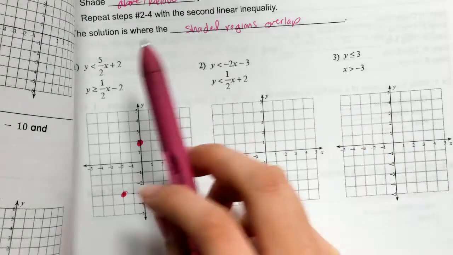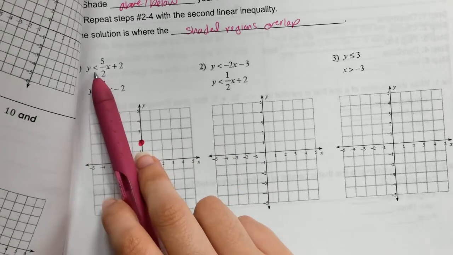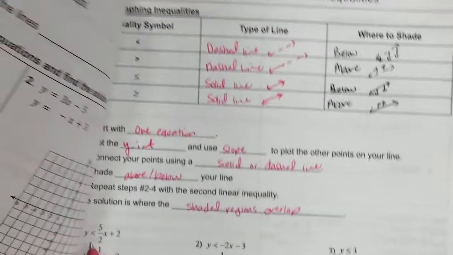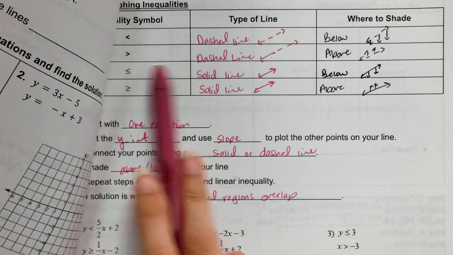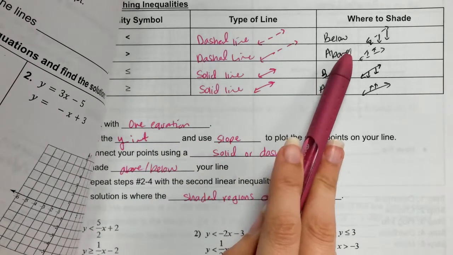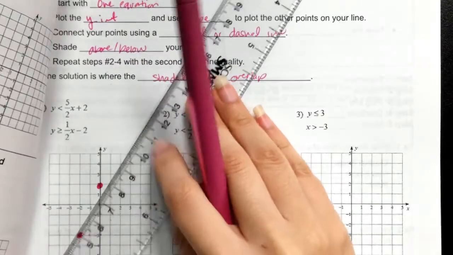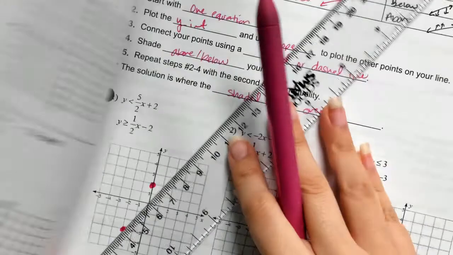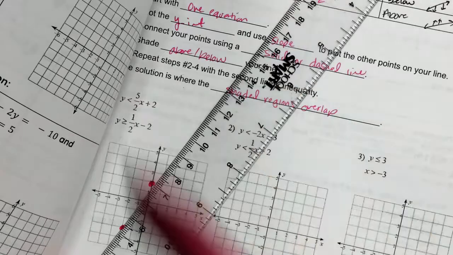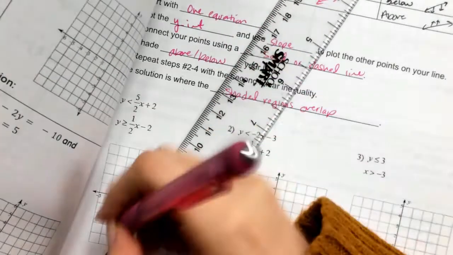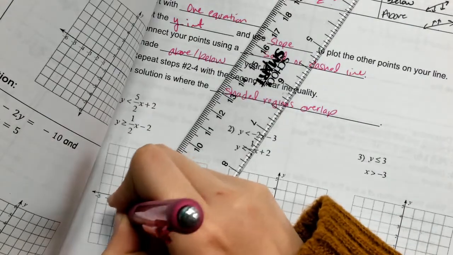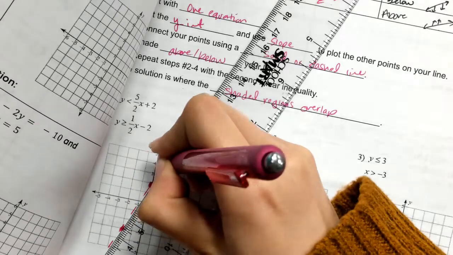Now before you connect these points, you want to look at your line. Notice this one is strictly less than. So if I look at strictly less than, here it is. It's a dashed line, and I'm going to shade below. So I will take any straight edge I have, whether it's your ID or a ruler, and you will connect them using a dashed line, leaving in between spaces.